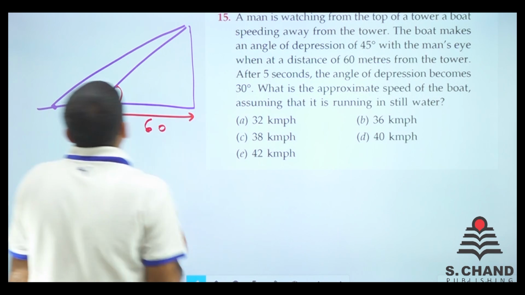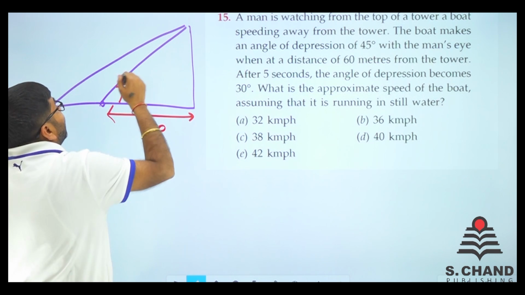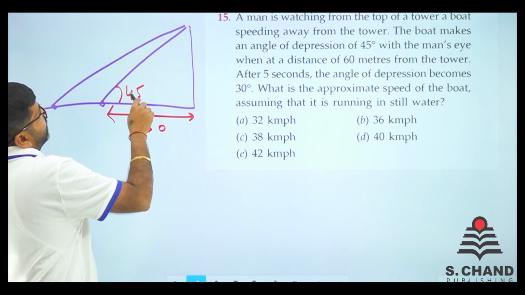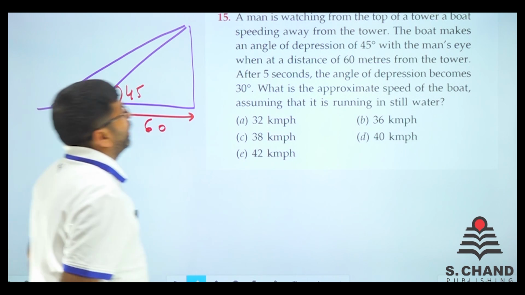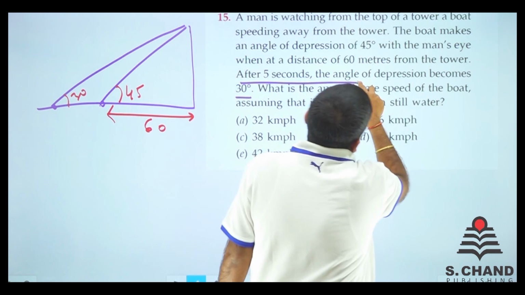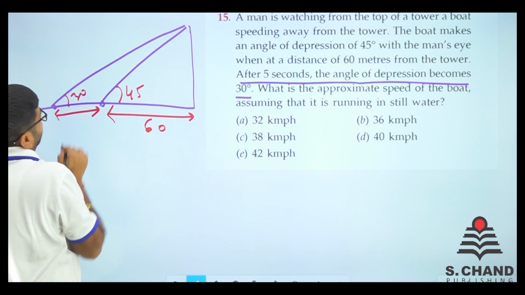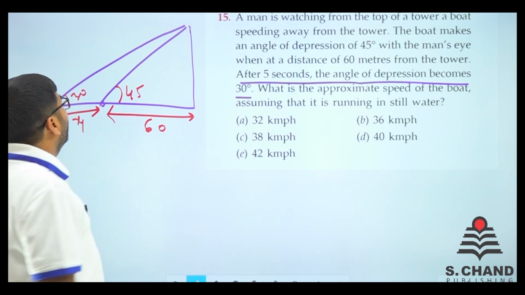So if this is 45 degrees, the angle of depression, this angle of elevation will be 45 only. So this is 60, this is 45, and after some time it makes 30 degrees, as it said. After 5 seconds, the angle of depression becomes 30. So 5 seconds is the place, and this is x1, right?